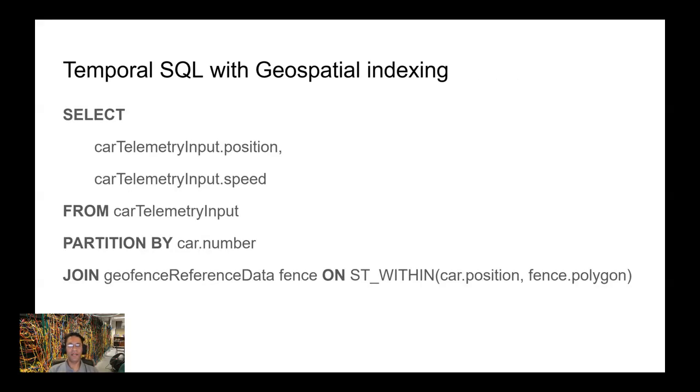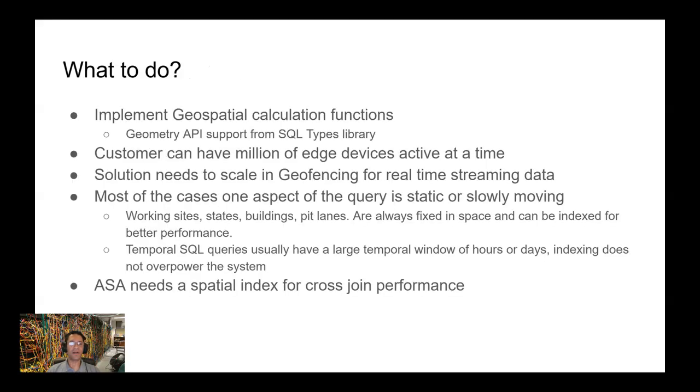All right. So then, what is a temporal SQL? This looks the same as SQL. I have the select of the position and speed of the car from the telemetry stream. They partition by the car number, and then you can parallelize the computation. You join by reference data on the condition of the car being inside of the pit lane, and then the function here are the geospatial features.